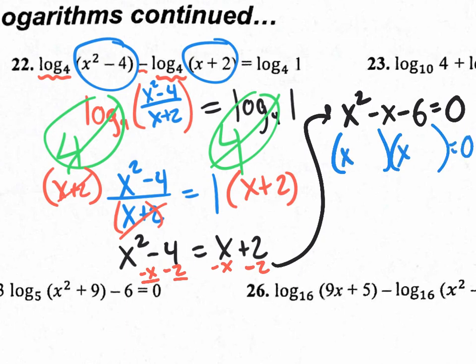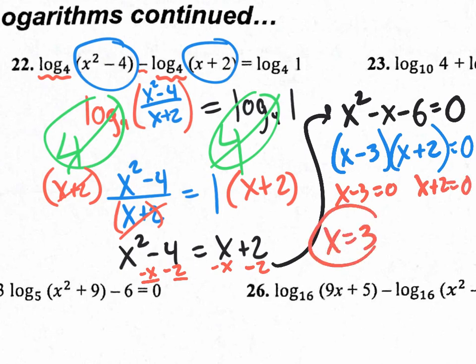So what times what is negative 6 that if you combine together is the middle value negative 1? Negative 3 and positive 2. And when you split them, you're going to get x minus 3 equals 0, x plus 2 equals 0, which means your two answers are x equals 3 and x equals negative 2. Your two possible answers, that is. Why do I say possible? Because you can't end up with a negative inside a logarithm. Now that does not make it automatic that this guy's wrong. You got to actually think about plugging it back in here.